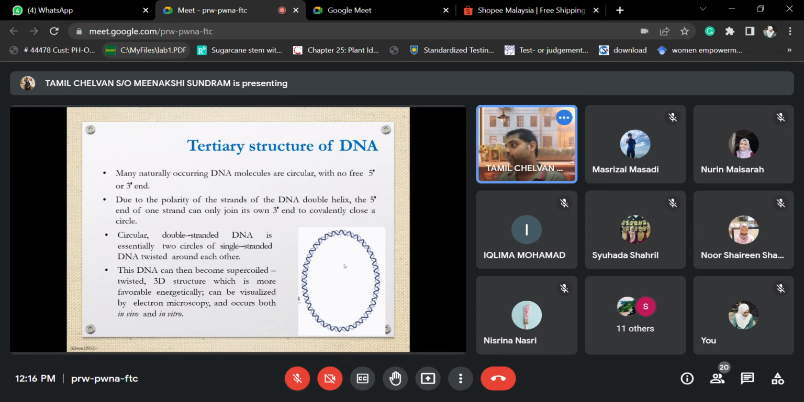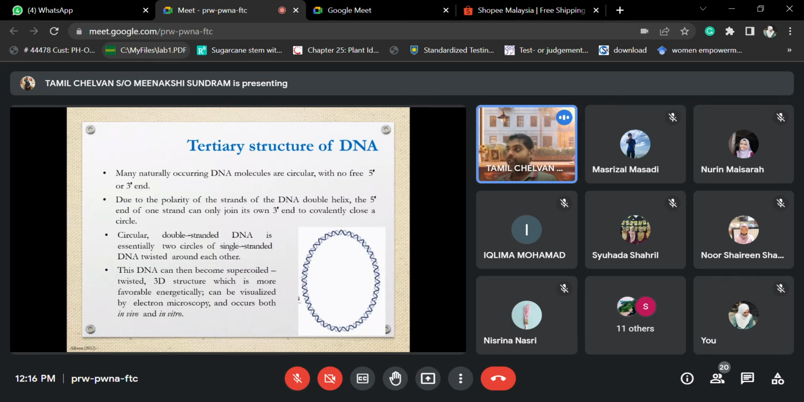Why? Mostly it will form a circular because it is easy. If circular, it can twist, turn and store a lot. DNA is long, it cannot be stored long in the body, right. So it will twist and coil to reduce the space. Due to the polarity of the strand of DNA helix, the 5' end of one strand can only join its own 3' end to covalently close the circle. So its own, it will close back.